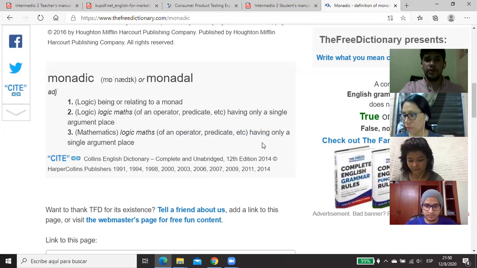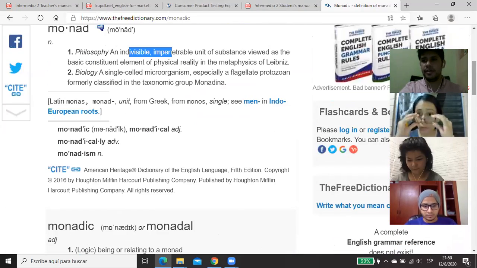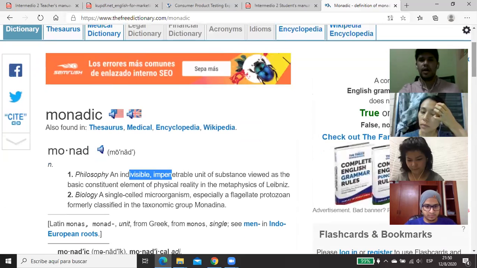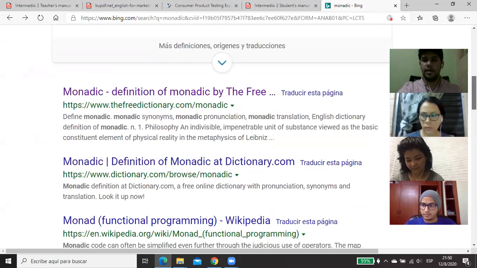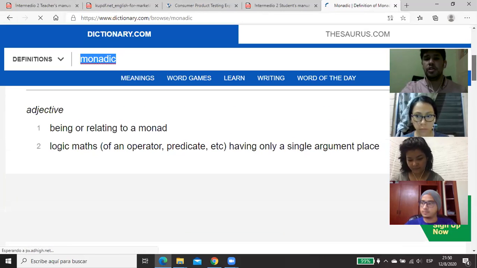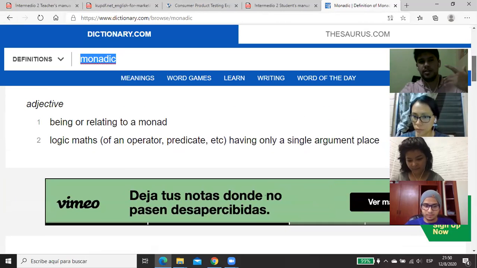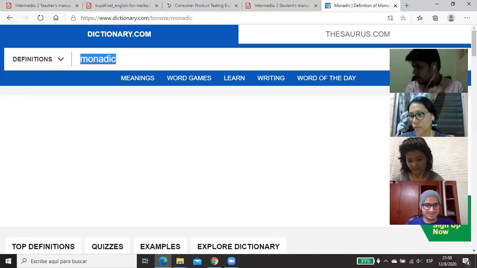So you have only one argument, all right? Having only a single argument. That's regarding math, all right? But in a nutshell, I believe it is more about having only one argument or only one opinion. I also searched for it here in philosophy, simple entities such as an atom. So it's about having one opinion about it. And you can also do the other, I think it's sequential monadic, in which you do one monadic test and then do the other one. I don't know why they decided on this name. It's funny. Okay, great.